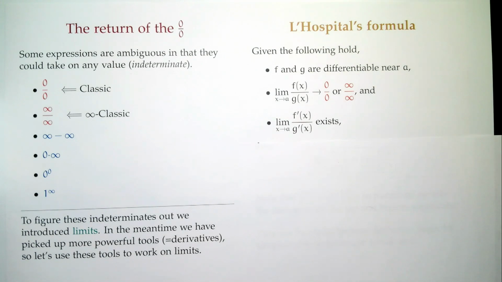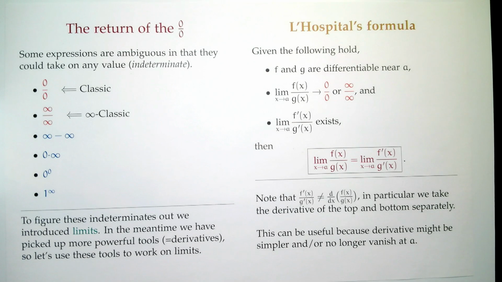Suppose you have a function f and a function g, and they're nice functions in the sense that I can take derivatives, in particular derivatives at a point A. We'll explain what we mean by A in a second. And the limit as x approaches A of f of x over g of x goes to 0 over 0 or infinity over infinity. Either one doesn't matter. And it turns out that the limit of f prime over g prime exists. If all these things are true, then you have the following fact.